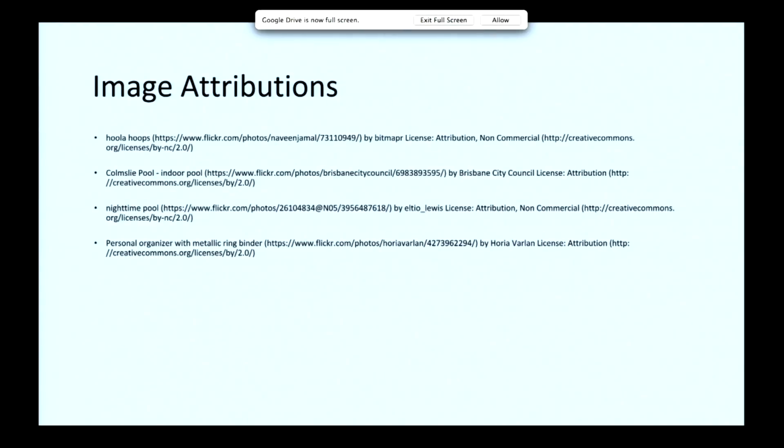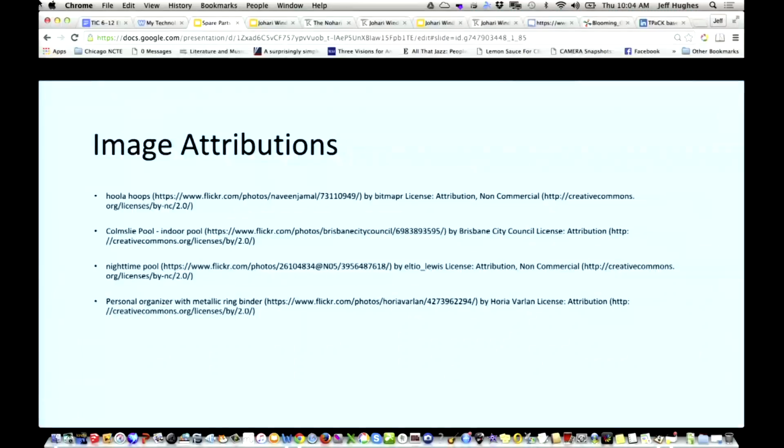And here we have some image attributions. So we're being responsible digital citizens, and talking about where the images came from that we used. Another sample book review goes to That Was Then, This Is Now by S.E. Hinton.